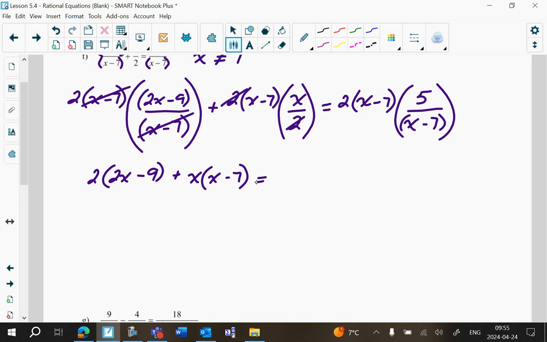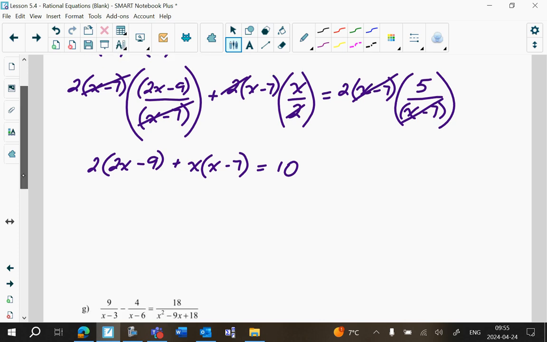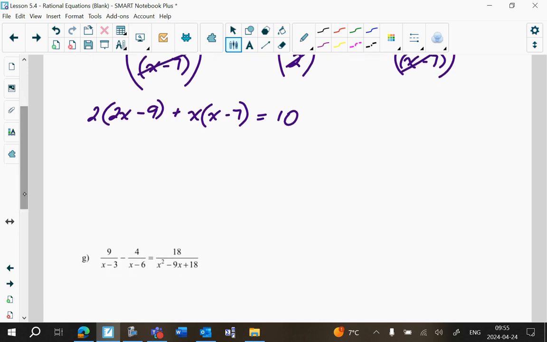This one's pretty straightforward. What can I cancel? And I'm left with 2 times 5, 10. So we got to simplify the left-hand side as much as possible. First thing we do is get rid of the parentheses. 2 times 2x minus 9 is 4x minus 18, plus x squared minus 7x equals 10.